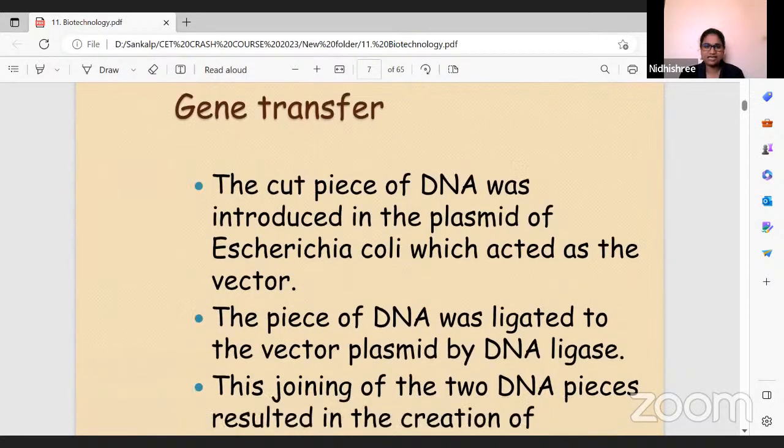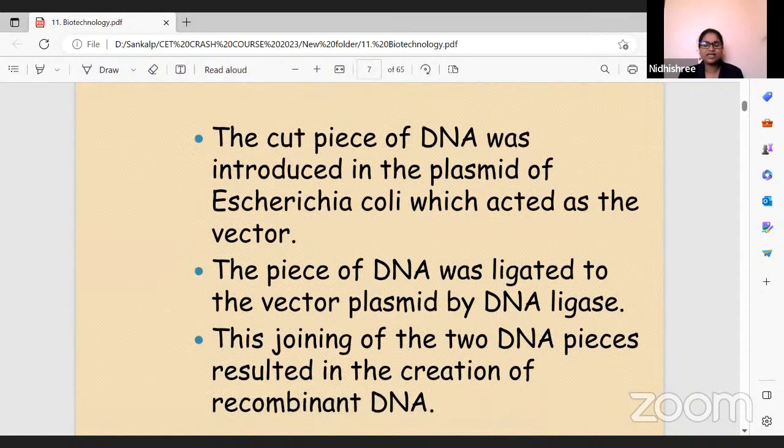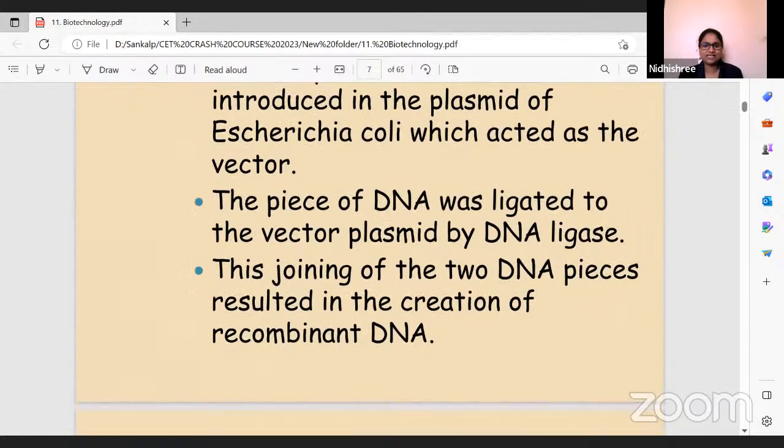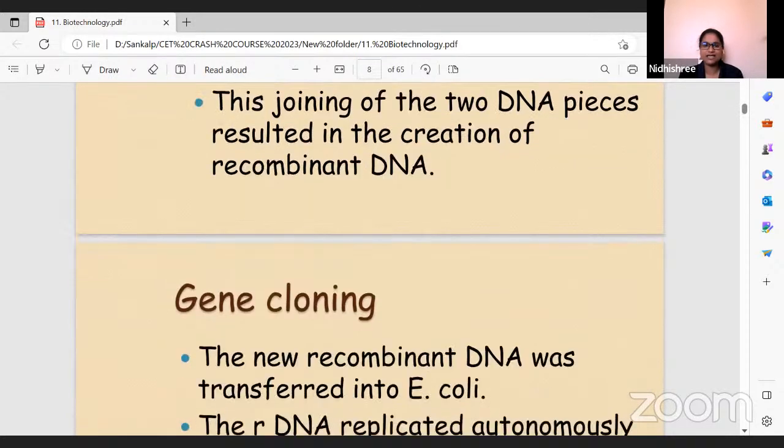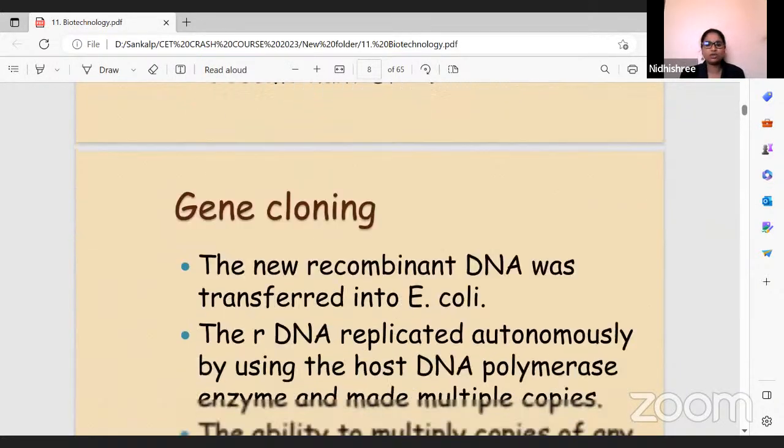Then the next one is gene transfer. The cut piece of DNA was introduced into the plasmid of Escherichia coli. E. coli is a popular bacterium used in biotechnology or genetic engineering as its reproduction rate is very high. Then the piece of DNA was ligated to the vector plasmid by DNA ligase. Ligated means stuck together. This joining of the two DNA pieces resulted in the creation of recombinant DNA. So they took the plasmid from Salmonella typhimurium, then that gene part was introduced into the E. coli.